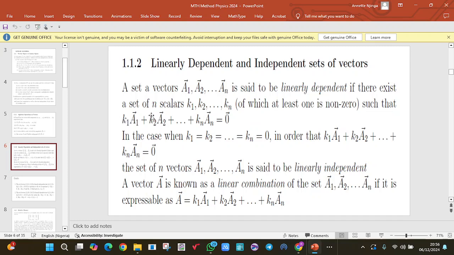This is a vector, this is a k, which is a scalar. This is to the n, which is a scalar. So it must be equal to 0 to get this definition of linearly dependent. For it to be linearly dependent, k1, k2 up to kn must be equal to 0. If that is the case, then this is said to be linearly dependent. The reverse: if these are also vectors and any of the k is not 0, therefore it is linearly independent.